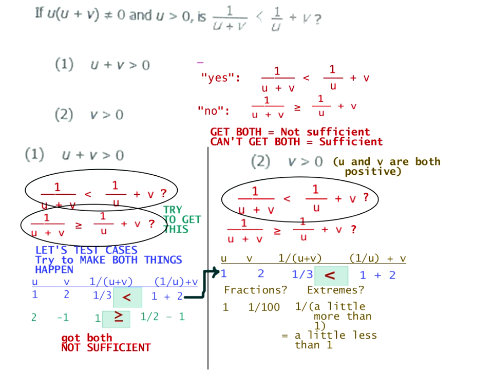The text is getting big, let me make it smaller. All right, 1 over a little more than 1 is a little bit less than 1. But the right-hand side here is going to be, let me add a couple more places to that column, 1 over u is already 1, and then v is positive. So it's going to be bigger. It's 1 plus positive. So this is still less than.